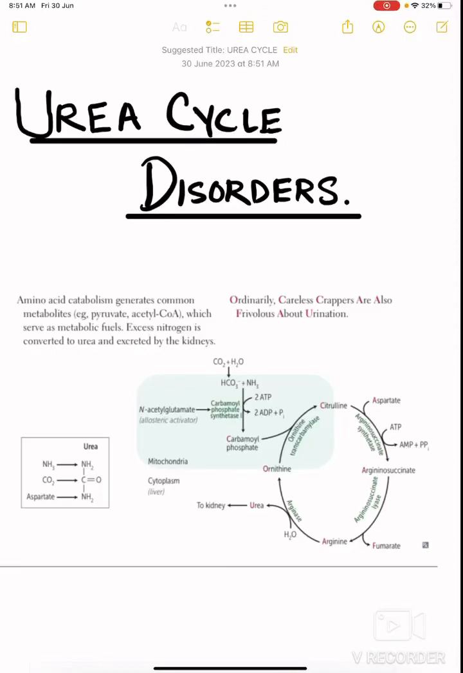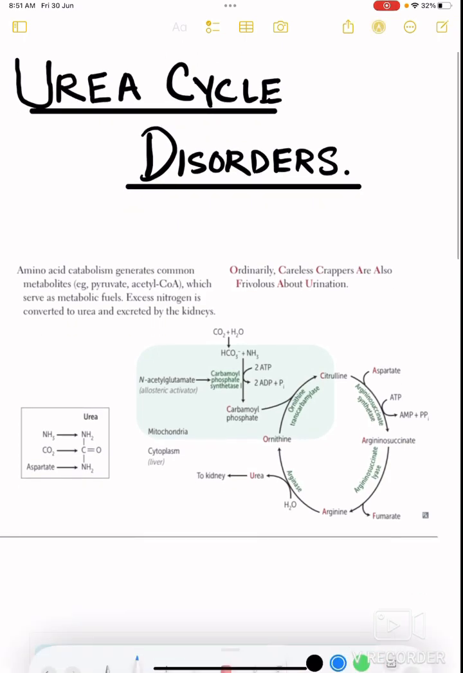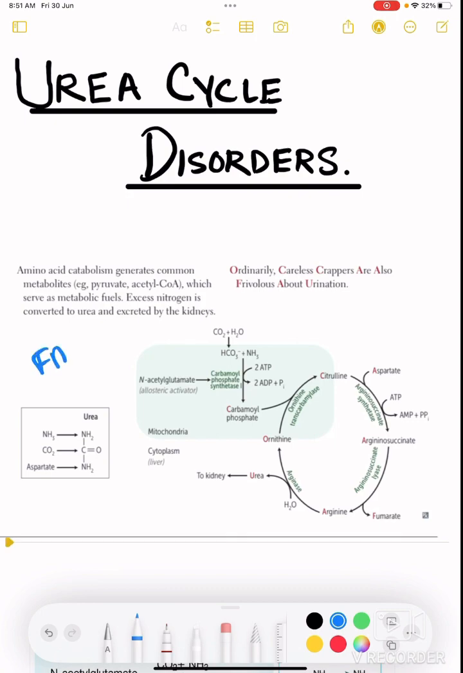Hello guys, in this video we are going to study urea cycle disorders. Many times questions are asked from this topic. It is a topic from biochemistry. I have taken this particular image from the First Aid book, and you can see a mnemonic given over here.